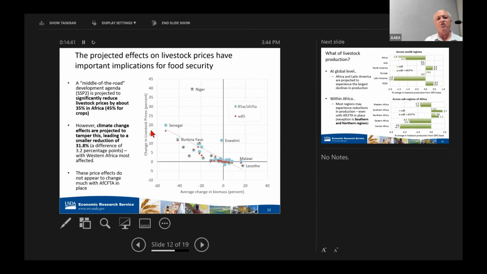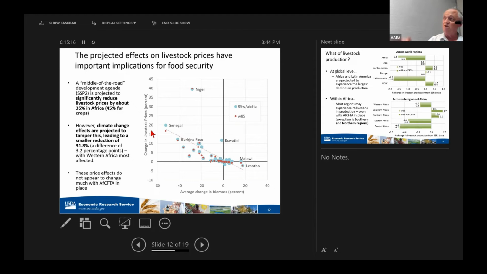And then also, interestingly, in terms of its effects on livestock prices, which of course we know would have implications for food security, the SSP2 is projected to significantly reduce livestock prices by about 35% in Africa. This is the positive scenario of this growth to 2040, and even as much as 45% for crops. However, climate change effects are projected to temper this. So instead of prices dropping as much as 35% for livestock, they only drop about 31.8%.